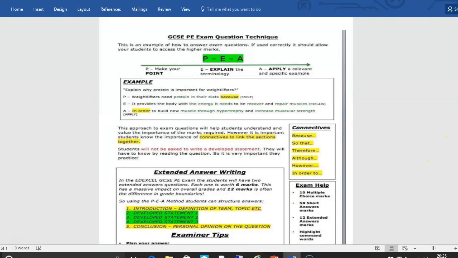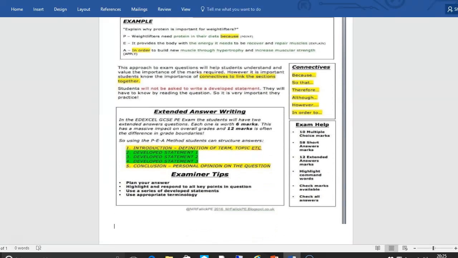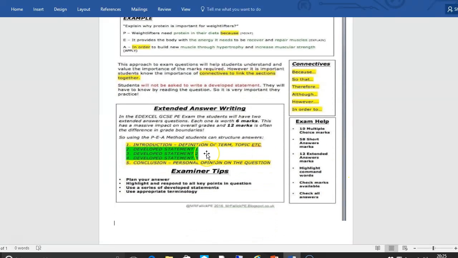Now, to achieve the 6 mark or 5 mark answers, you should be writing developed statements. So expand on it, provide those practical examples. And finally, give that conclusion. What did the question ask you? And conclude on it. The top tips for this: plan your answer.